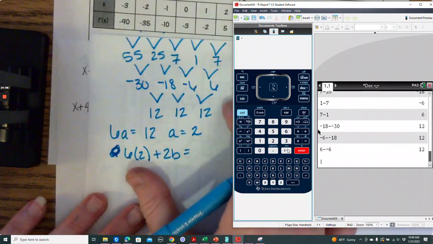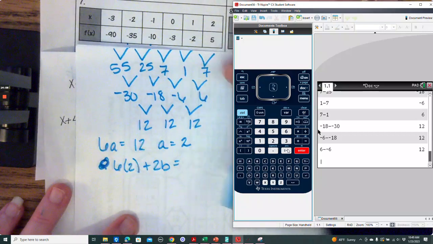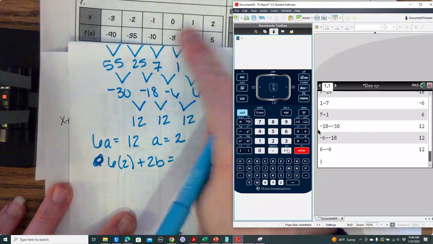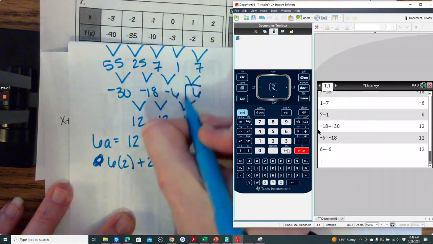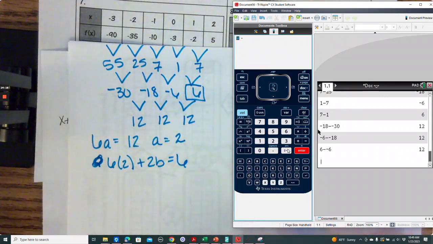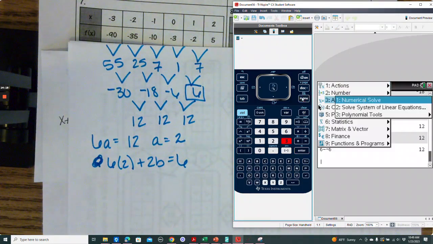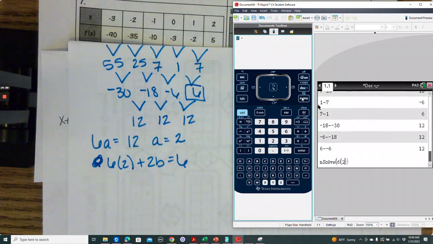Is it always 2B? Yes. It equals the first common difference, between 0 and 1 and 1 and 2. 6. So 6 times 2 plus 2B equals 6, comma B.